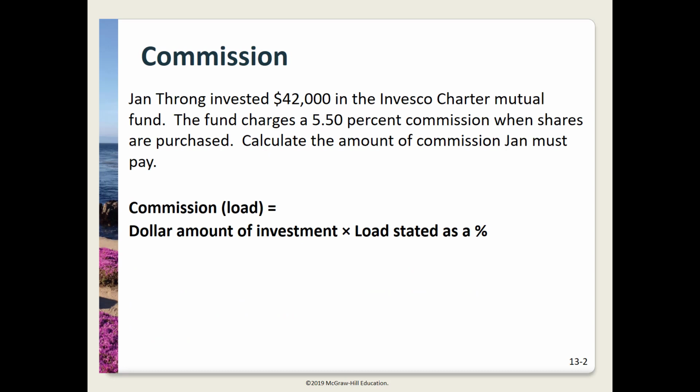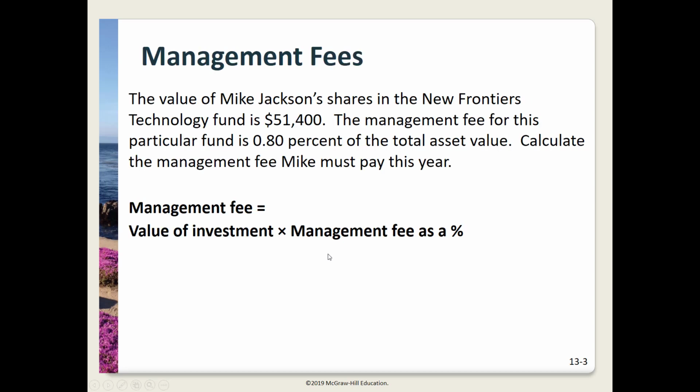Jan Throng invested $42,000 in the Hmwk Charter Mutual Fund. The fund charges a 5.5% commission when shares are purchased. Calculate the amount of commission Jan must pay. So here's the formula for the commission. We're going to take the amount of our investment and multiply it by the load stated as a percentage. In other words, the percent commission. So taking our $42,000 and multiplying it by 5.5%, and I like to rewrite this as a decimal. So we'll take the 42,000 times 0.055, and then when I plug that into my calculator, I get a commission of $2,310. Next, let's look at management fees.